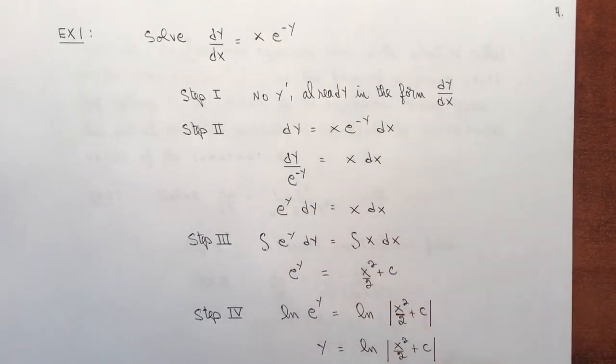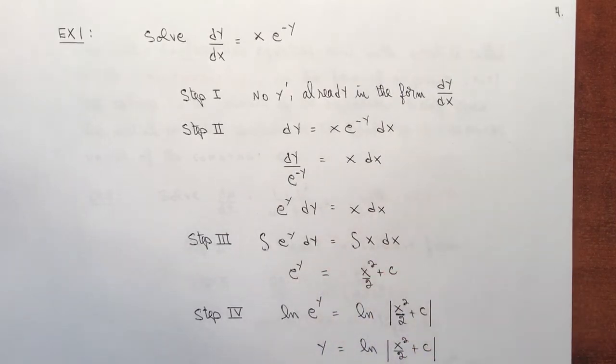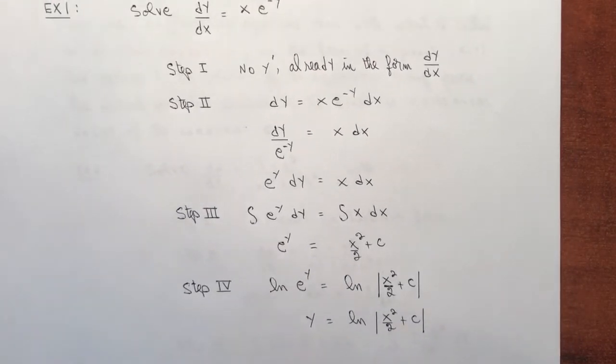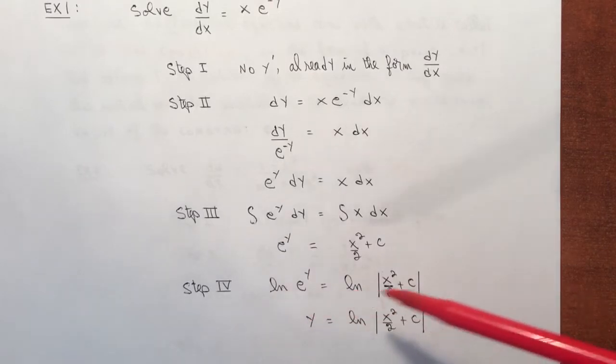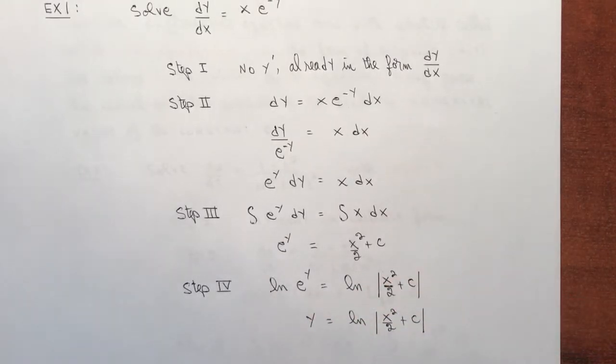Integrating both sides, these are very easy integrals. We get e to the y equals x squared over 2 plus c. And it's not very difficult here to actually get the y from this last equation. We take the ln on both sides, not forgetting to take the absolute value, of course. And since the ln of e to the y is just y, we have our final solution. y is the ln of the absolute value of x squared over 2 plus c.